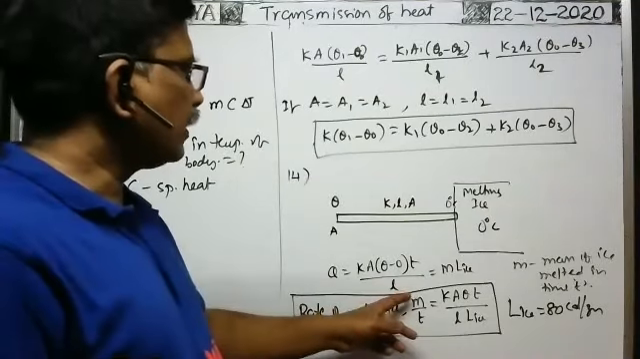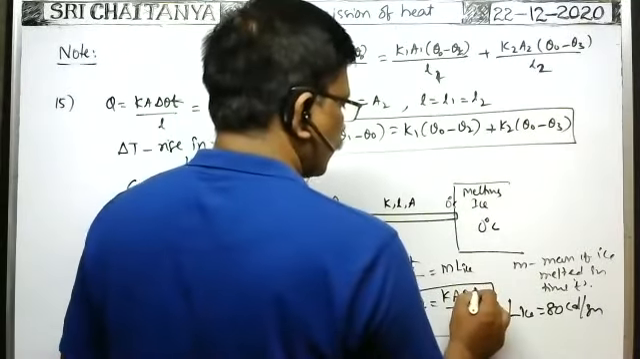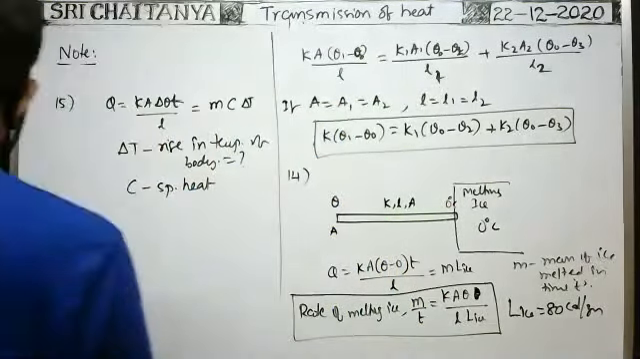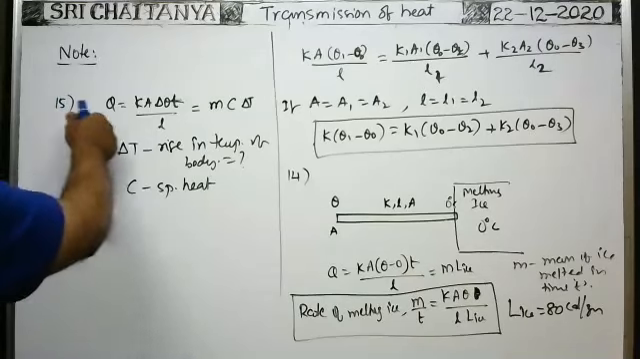Rate of melting ice means, t is not there in this formula. Okay. Thank you. Next.